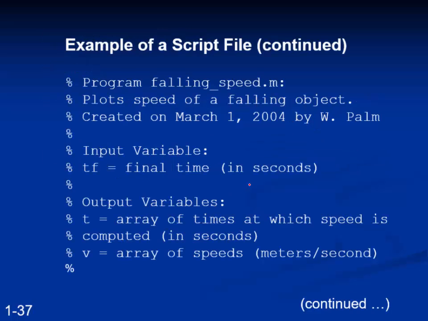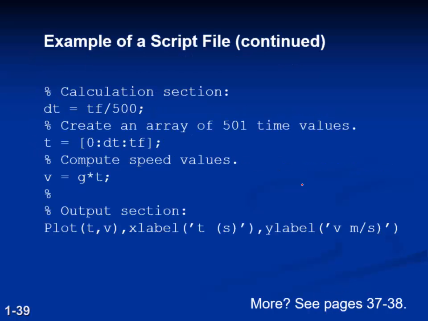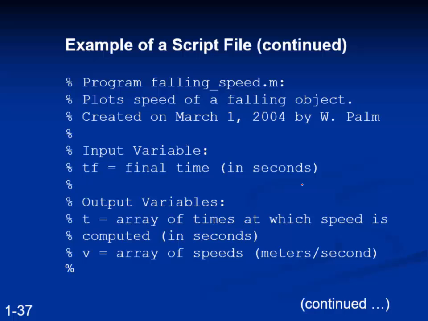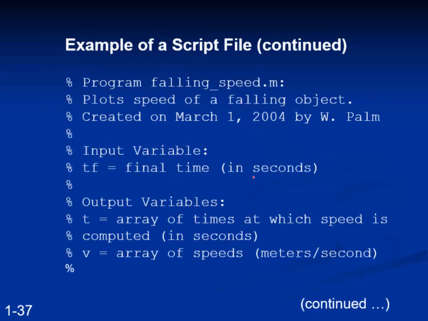And here's the script file. Enter the final time in seconds, and this calculates right there. So I'm just going to leave this go for right there. But this is the speed of an object with no initial velocity, and we're going to plot v as a function of time, where t is the final time entered by the user.